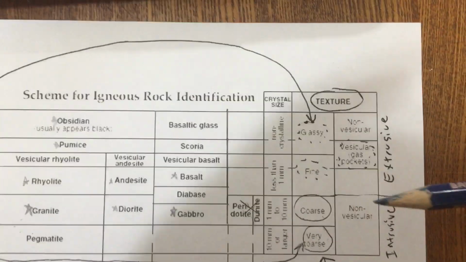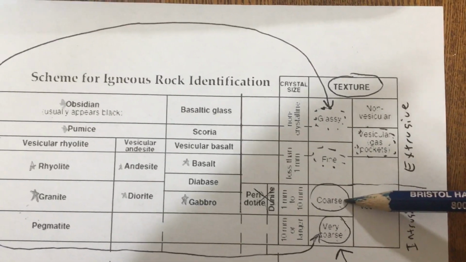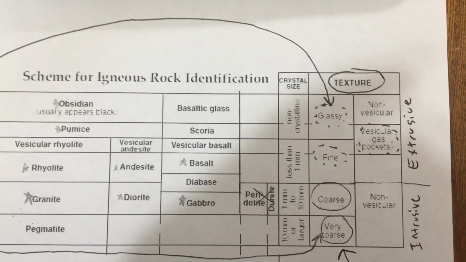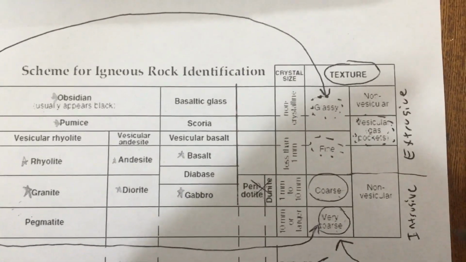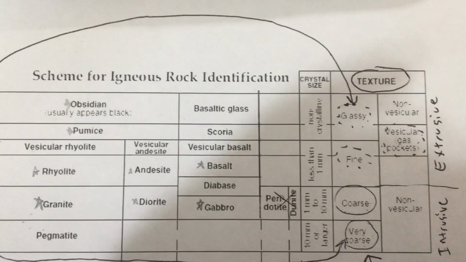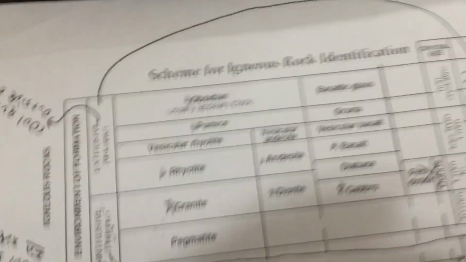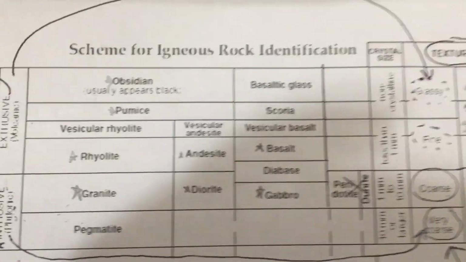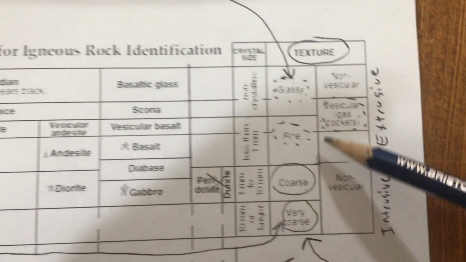Then you got your textures. Now I didn't do the pegmatite, so there's no very coarse. You've got coarse, and all that's really going to mean is that you can, with your eyeballs, see the little bits that make up the rock. You've got fine, which basically means you can't really see the bits, the minerals that make it up. It just looks like kind of a fine matrix. I know that's weird, but once you see the rocks, hopefully that'll help.